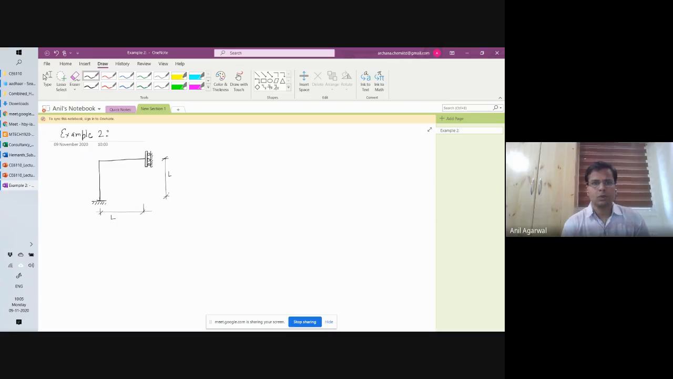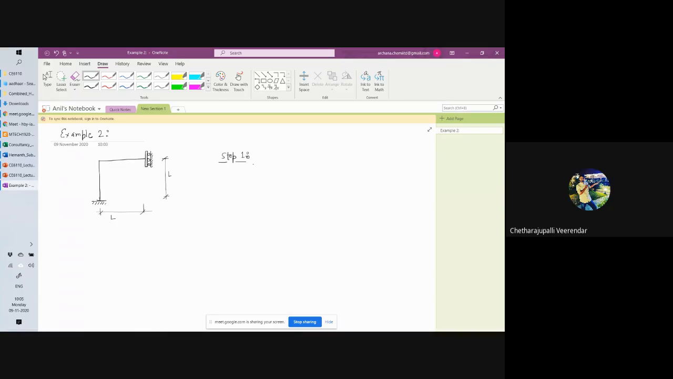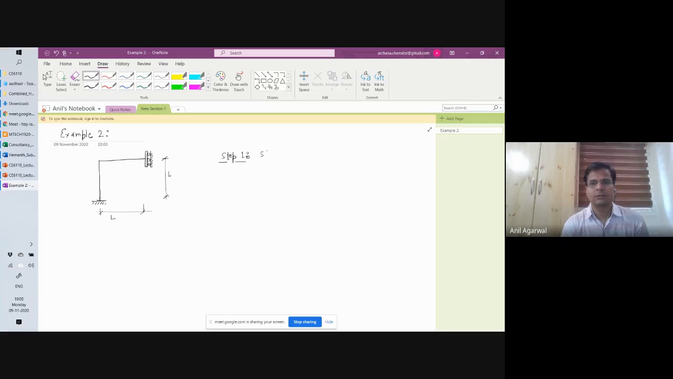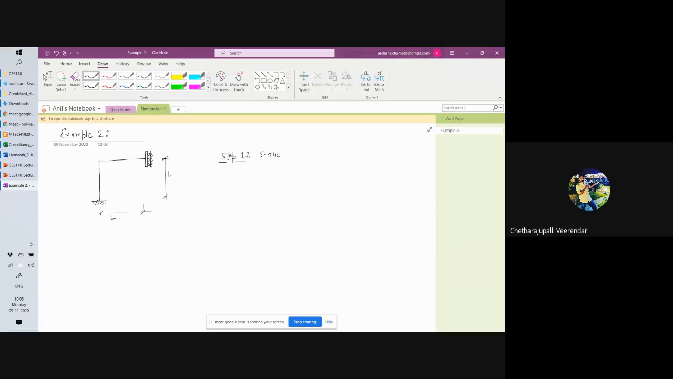Okay. So what would be the first step? You already know, that's why you're not telling me. Everybody knows it so well. Somebody? Start with finding the static indeterminacy. Static indeterminacy, right? Yes, sir.